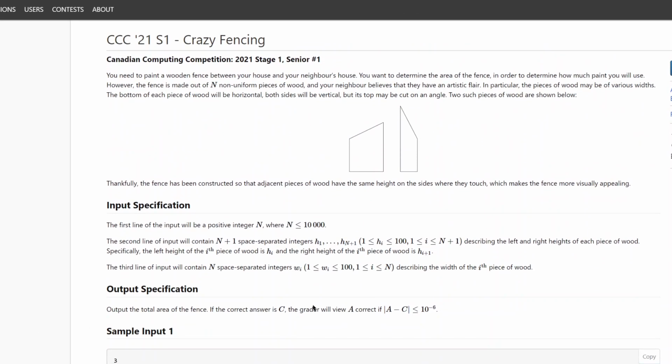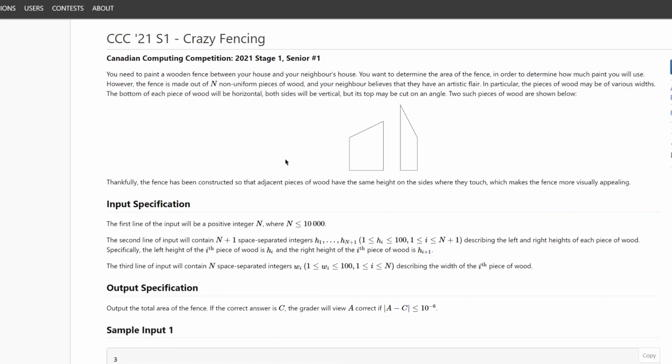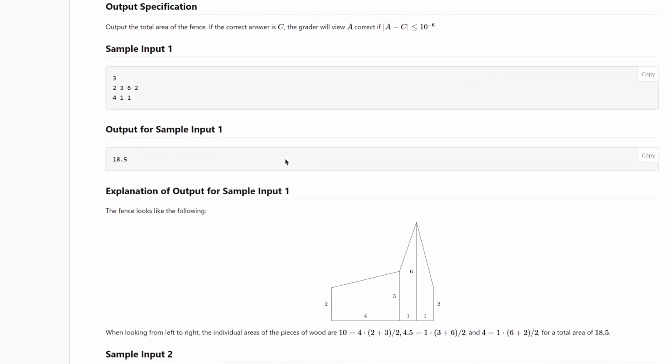Hello everyone, in this video we're gonna take a look at a question called Crazy Fencing from the CCC competition. The problem gave you n pieces of trapezoid, and you have to calculate the total area of the fence, which consists of those trapezoids. So we can just use a linear algorithm to use our formula to calculate the area of a trapezoid and sum the areas of the trapezoids up, and that will give us the answer.